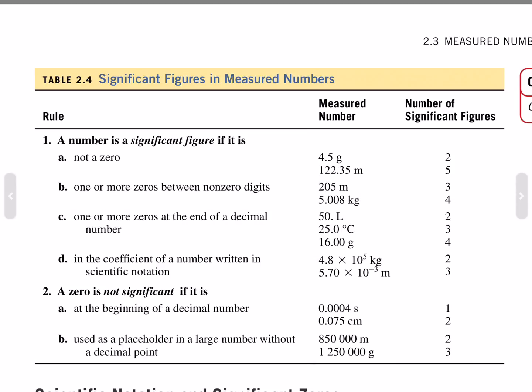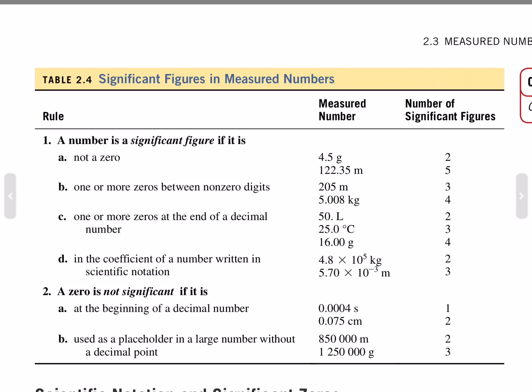A number is a significant figure if it is in the coefficient of the number written in scientific notation. So 4.8 times 10 to the 5 kilograms is 2. 5.70 times 10 to the negative 3 meters is 3.